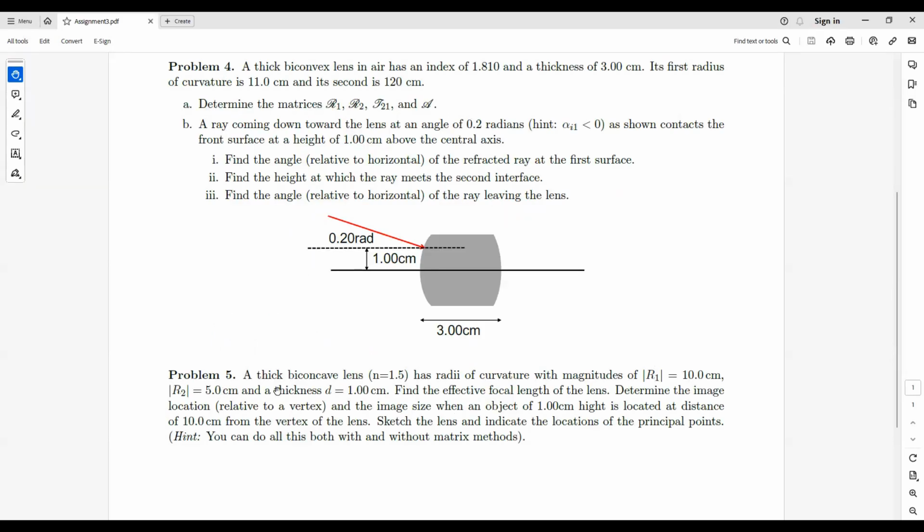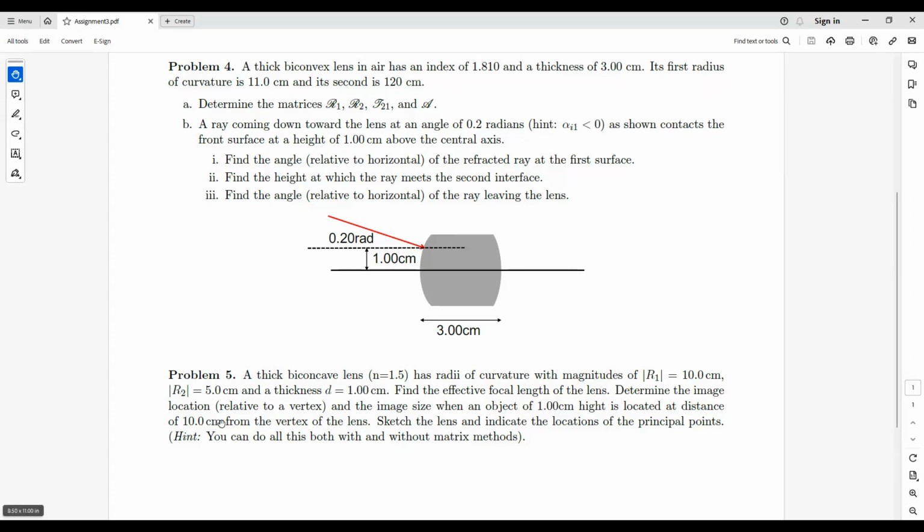Problem 5. A thick biconcave lens, n equals 1.5, has radius of curvature with magnitudes of R1 equals 10 centimeter, R2 equals 5 centimeter, and thickness D equals 1 centimeter. Find the effective focal length of the lens.